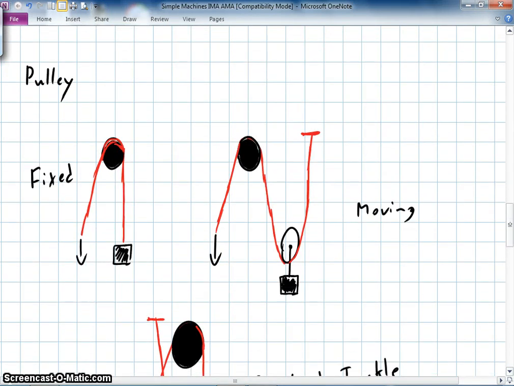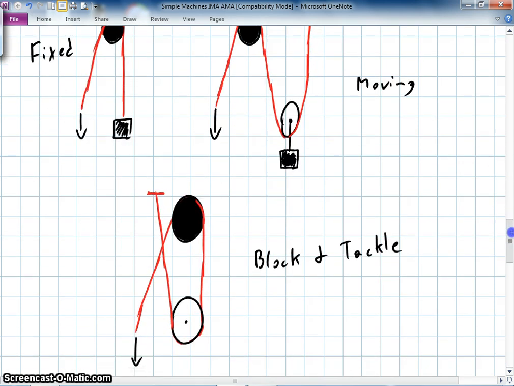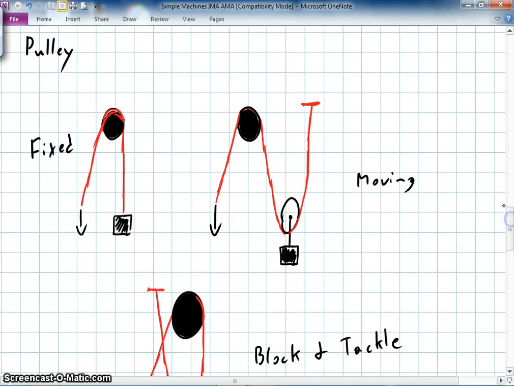On the pulley systems here, I've given the 3 most popular versions: the fixed, the moving, and then the block and tackle. On these drawings here, you'll find there are some solid black pulleys, and also some that have a white center. The solid black ones are fixed pulleys. They will not move up or down. They will stay stationary. The ones that are hollow are going to move up and down as the string is being pulled.